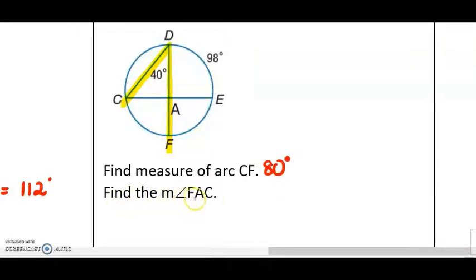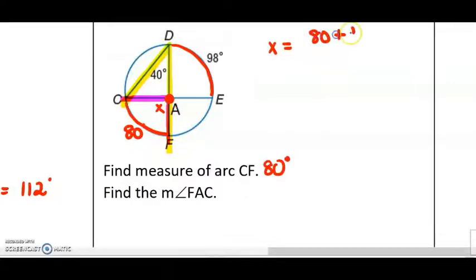To find the measure of angle FAC, I have to use the information that I just solved. That's going to be 80. This is now what I'm looking for. And I also need this arc. So I'm going to need those two arcs. The vertex is in the circle, so the measure of the angle is arc plus arc divided by 2.